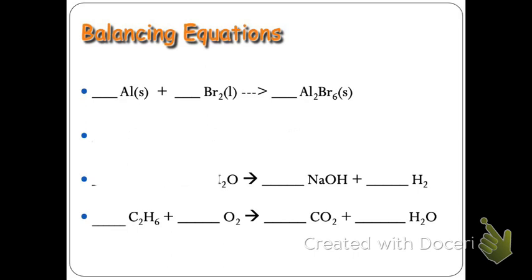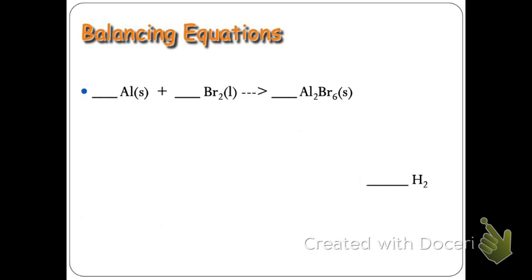Aluminum solid plus bromine liquid yields Al2Br6. Now, the solid, liquid, solid abbreviations right here don't change the way we balance it, right? They just give us more information about the elements, but they don't change how we balance it. So I'm going to make my list. If you feel like you can balance it without using the list system, fine with me. I'm just giving you a process to be able to see it all the way through.